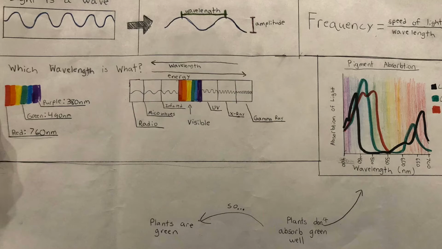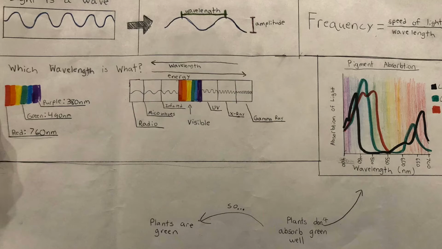So, what wavelength determines that? The more wavelength there is in between means the less energy that's being used, and the less wavelength in between means there's more energy being used.